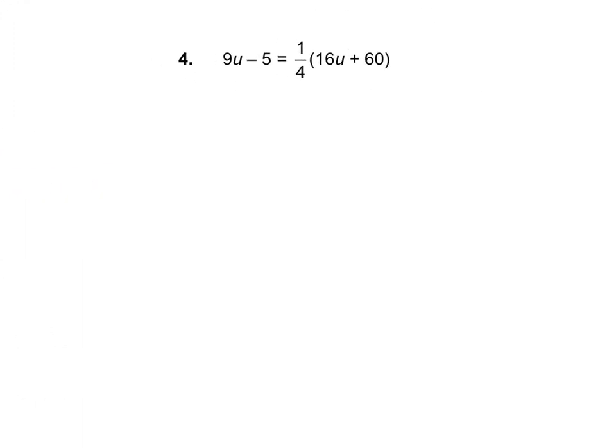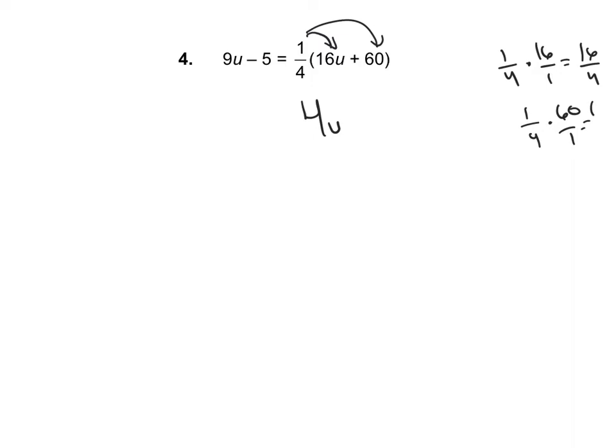Number 4. Looking at number 4, we have the 1/4 that we want to distribute here to the 16u plus 60. So if I take 1 over 4 and I multiply it times 16 over 1, I get 16 over 4. 4 goes into 16 4 times. I don't want to forget that u variable there. And then 1 over 4 times 60 over 1 equals 60 over 4. 4 goes into 60 15 times. So here we have 9u minus 5 equals 4u plus 15.